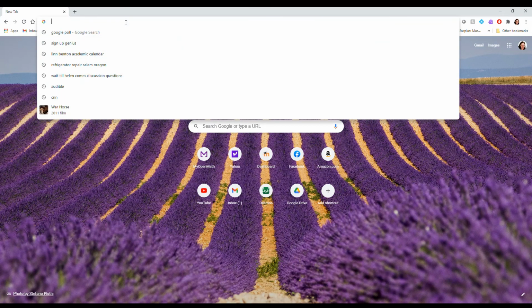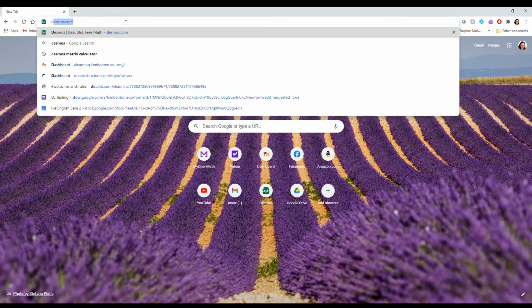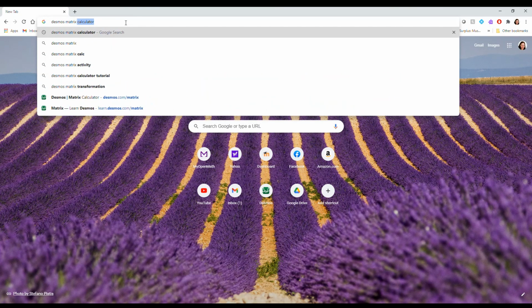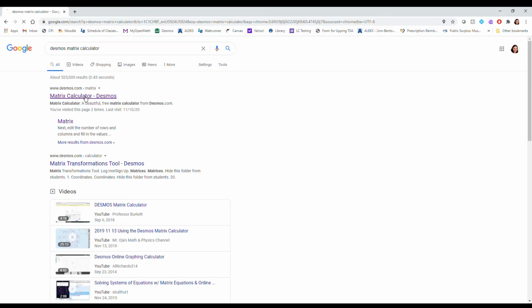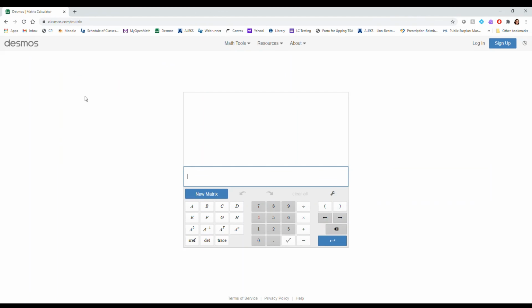To find the Desmos matrix calculator, I would go ahead and Google Desmos matrix calculator. And it's the very first thing that comes up. I just wanted to show you guys how to get there. And you can log in if you want to, but you don't need to. So the first computation we did was, if you look back in your notes right now, finding A plus B. So let's go ahead and put A plus B in and see if we can add them to come up with our C matrix.